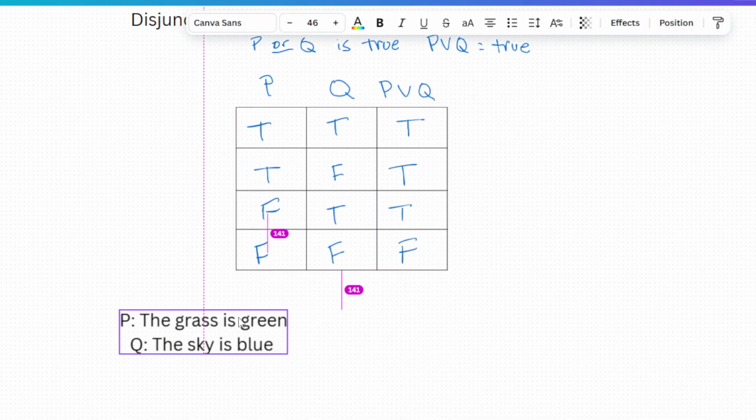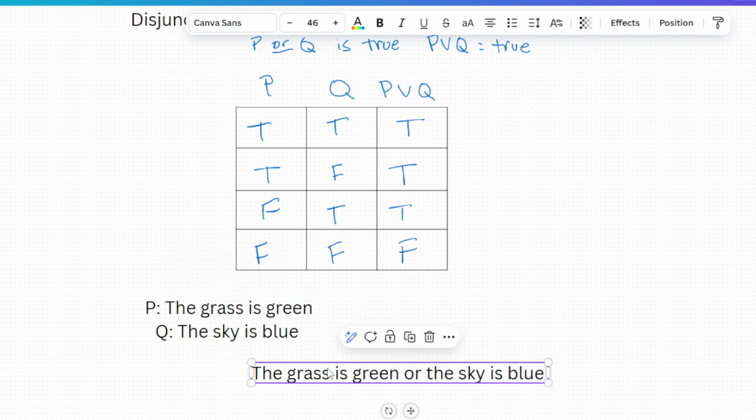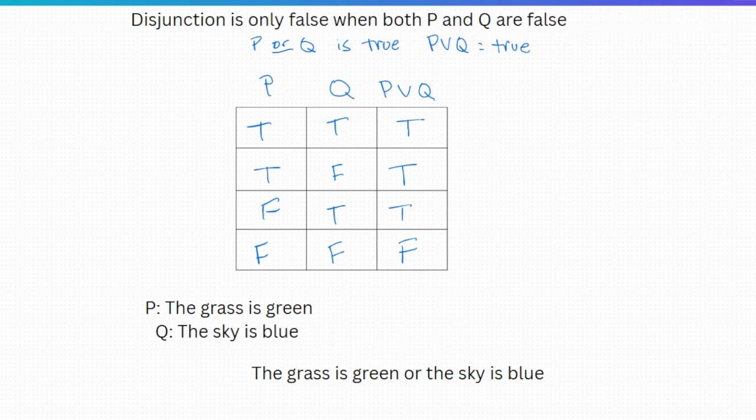Again, if we have the same statement, the grass is green and the sky is blue, our disjunction statement will be the grass is green or the sky is blue. And again, since the grass is green is true, this is going to equal true.